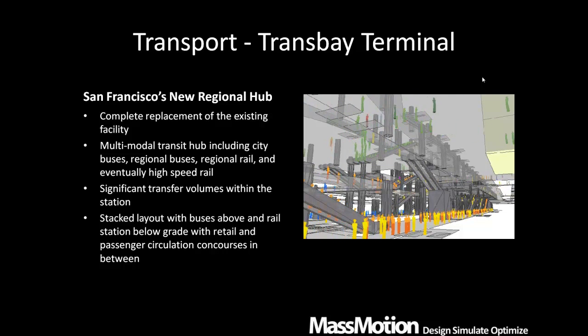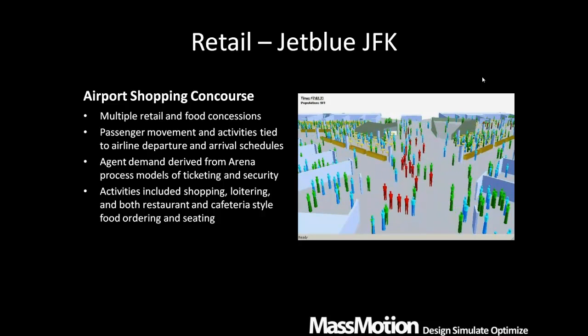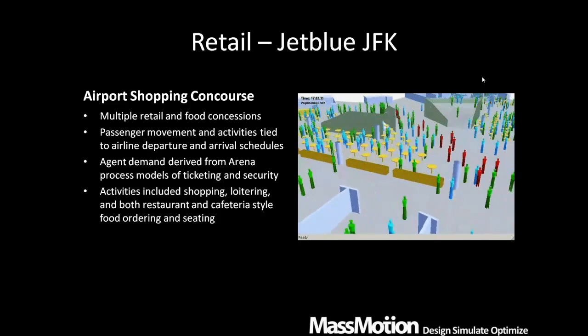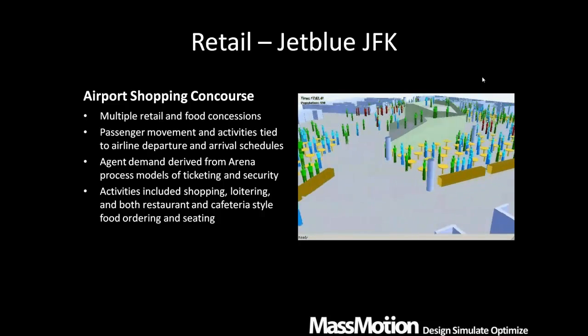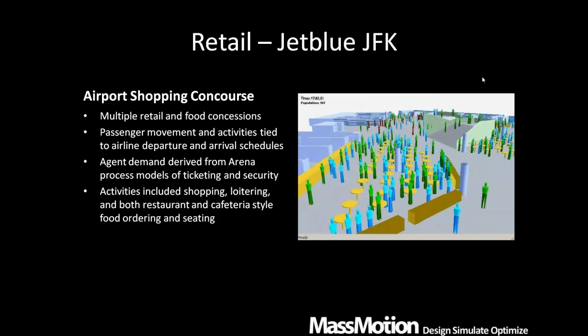Now the transport, this is Transbay Terminal in San Francisco, an interchange for rail, bus and pedestrians. And you can see results there, all in the full 3D space. Airports, it's JetBlue Terminal, JFK Airport, New York. The airport was modelled full curbside to airside. This particular video is showing you just the retail section. You see it is not as crowded as they feared it might be.